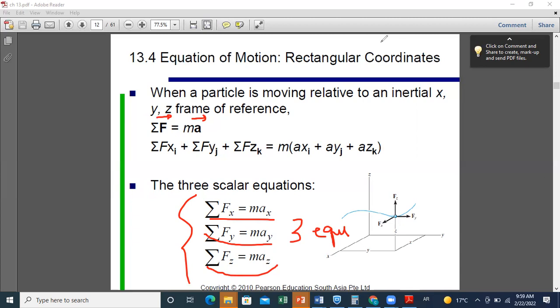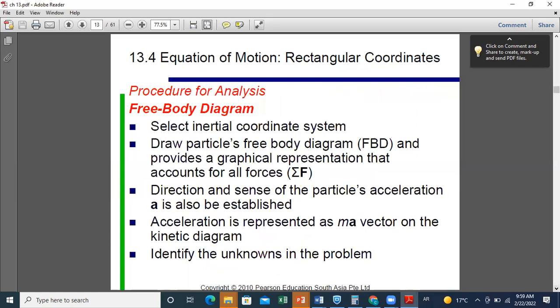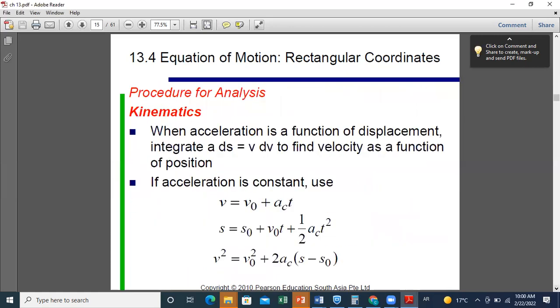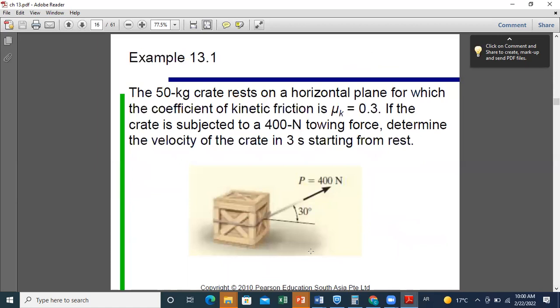Now we'll start to do some applications on Newton's law. Let us consider this simple problem in order to see how we can use Newton's law in rectangular coordinates. So first, we have a 50-kilogram crate that rests on a horizontal plane for which the coefficient of kinetic friction is given by mu_k equals 0.3.